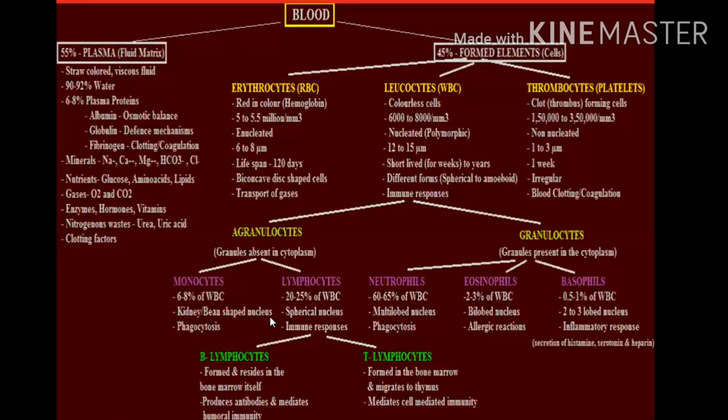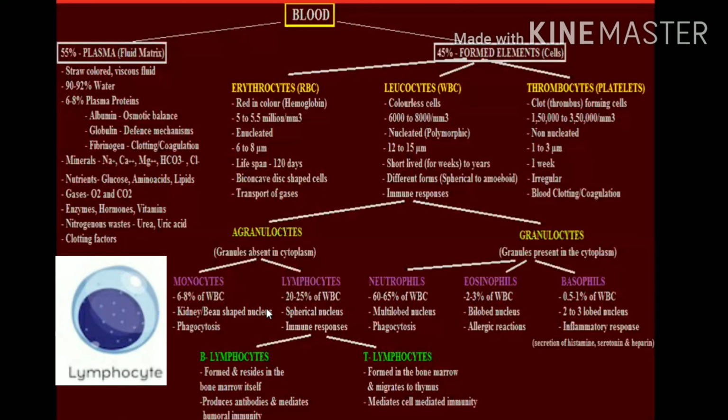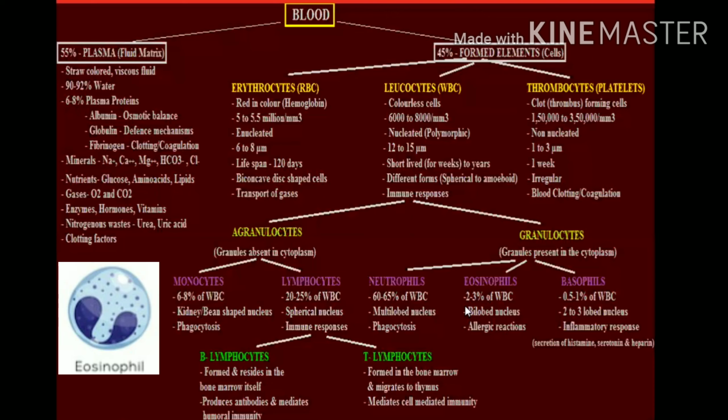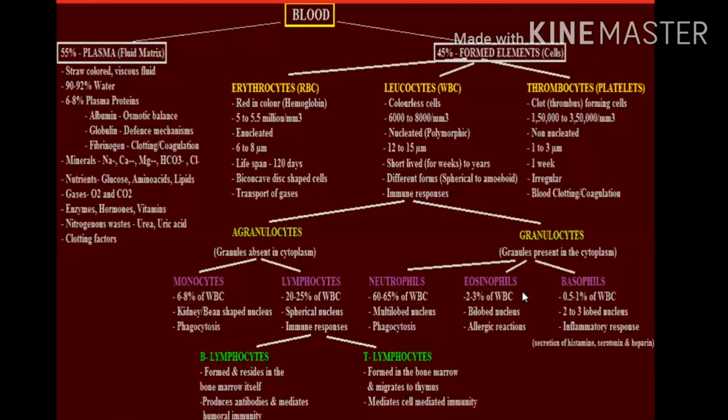The shapes of the nuclei are also different. Monocytes have a kidney or bean-shaped or horseshoe-shaped nucleus. Lymphocytes have a spherical nucleus. Neutrophils have a multi-lobed nucleus. Eosinophils have a bilobed nucleus. And basophils have a 2 to 3 lobed nucleus.